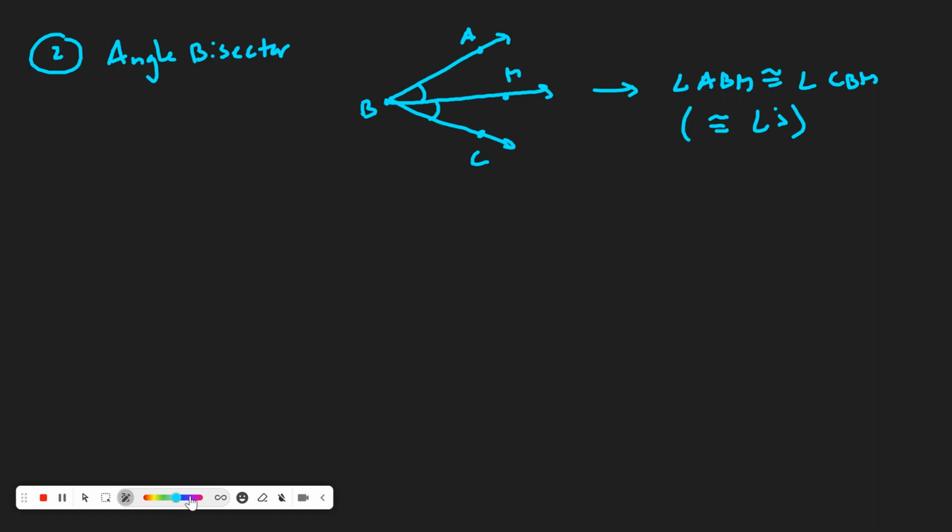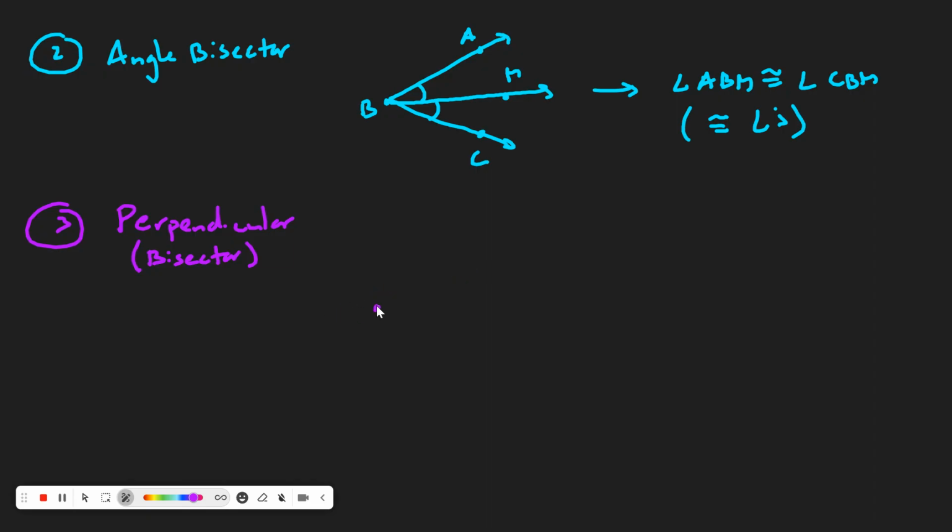Third, we have the word perpendicular. I spelled it wrong, sorry. Perpendicular. Or you might have a perpendicular bisector, so I put the word bisector in parentheses. When you hear the word perpendicular, you should think of right angles.